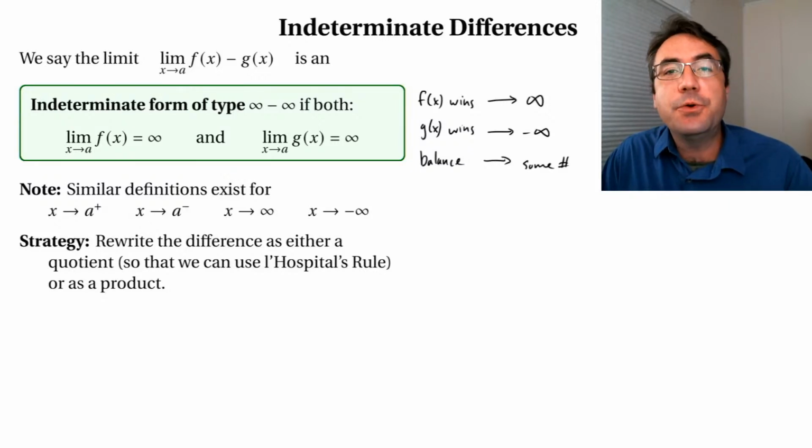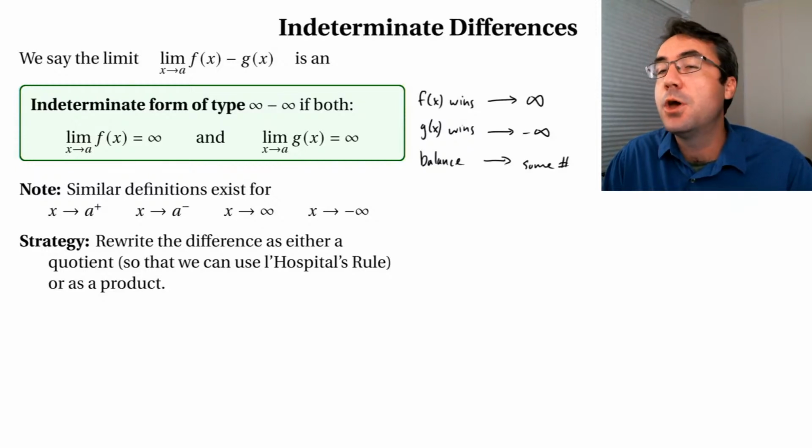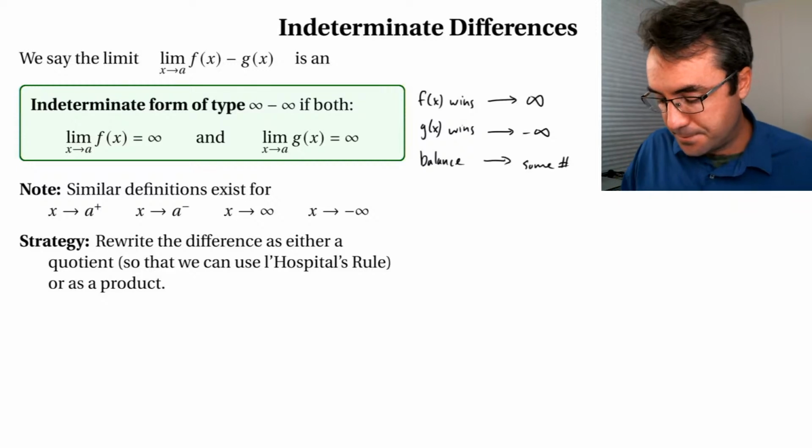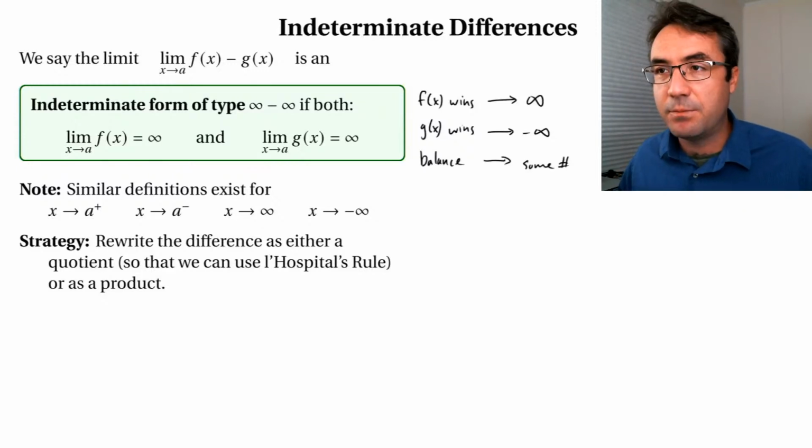Our strategy for doing this is that we try to rewrite the difference as a quotient so that we can go on and use L'Hopital's rule. Or, and we've seen this strategy before, we try to rewrite the difference as a product. So let's see what that might look like.